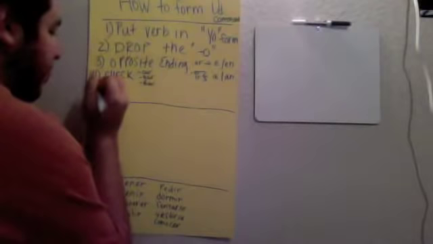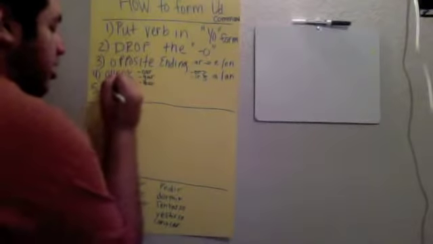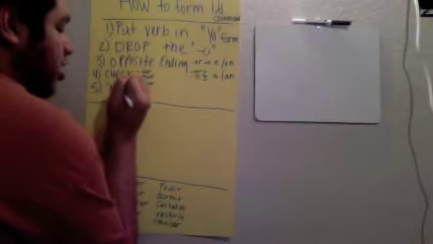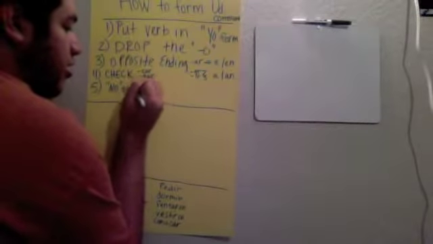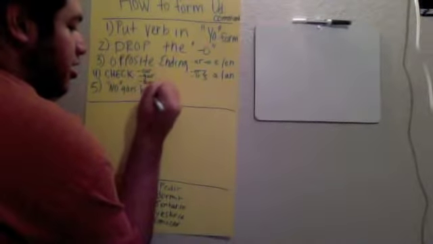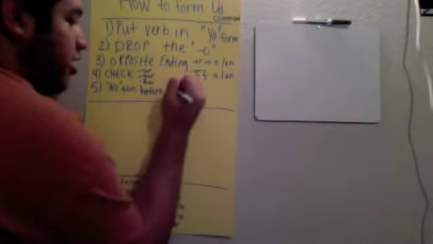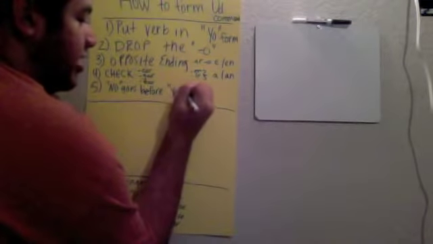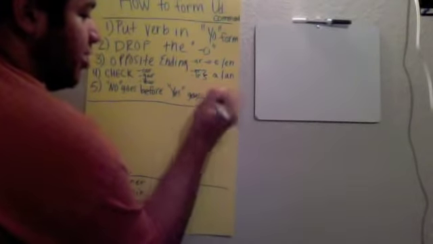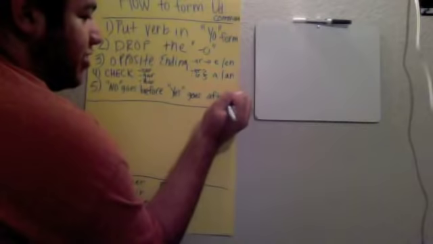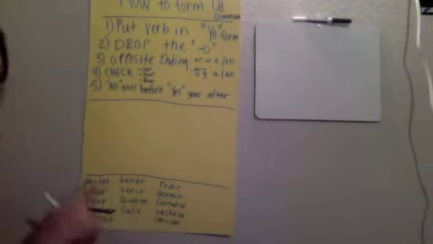Okay, rule number 5: no goes before, yes goes after. And I'll explain all this as we go through some of our practice verbs here.